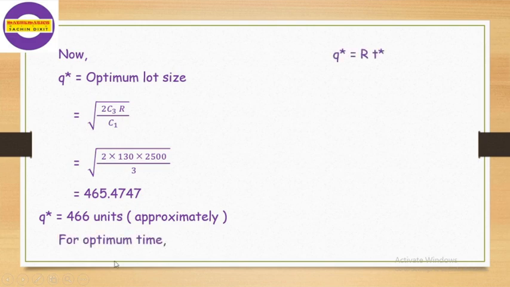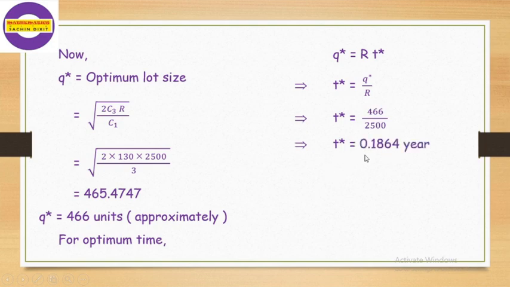Now we have to find the optimum time. For that, we know that Q star equals R into T star. Since we found the value of Q star, T star equals Q star divided by R. Now substitute the values: Q star is 466 and R is 2500. T star equals 0.1864 year. But from this, we cannot find the actual term.